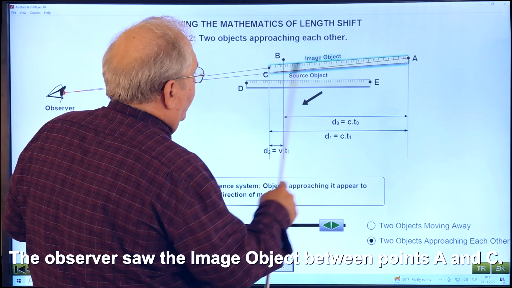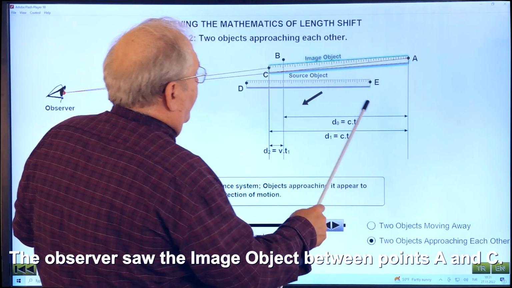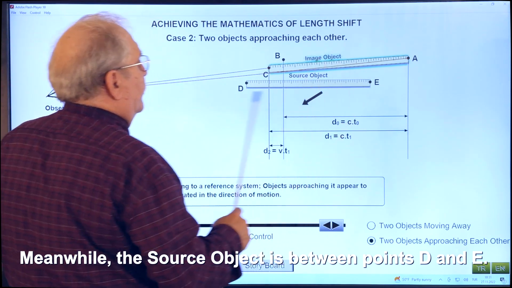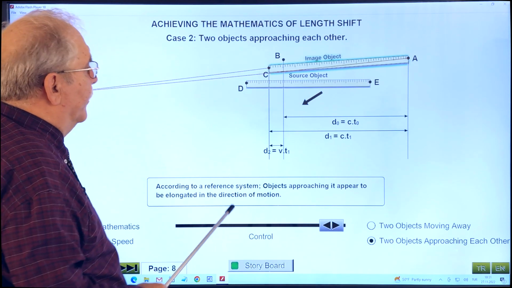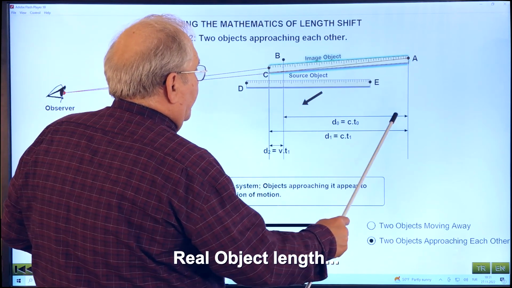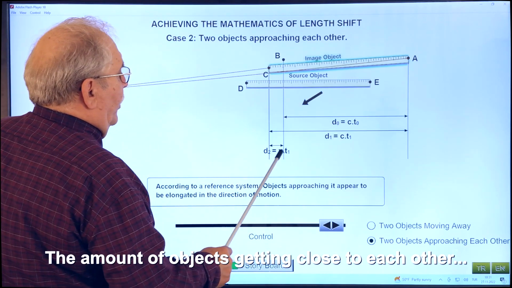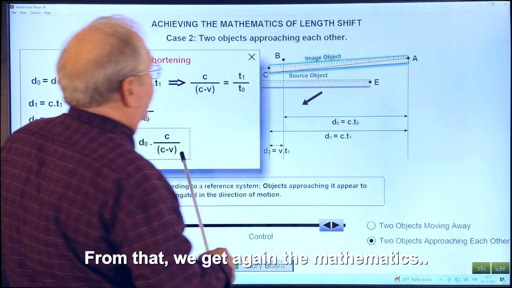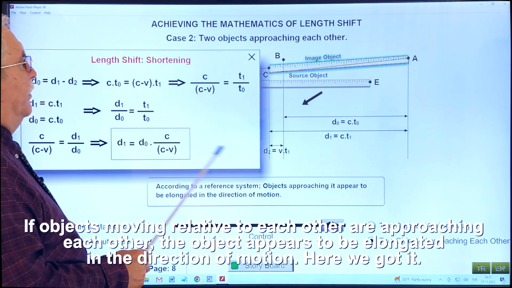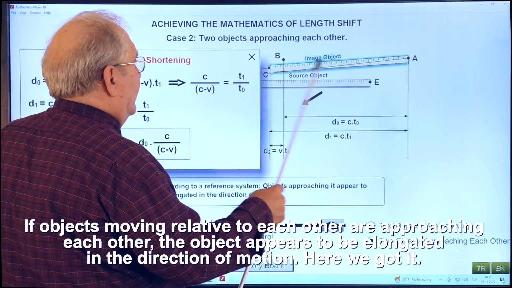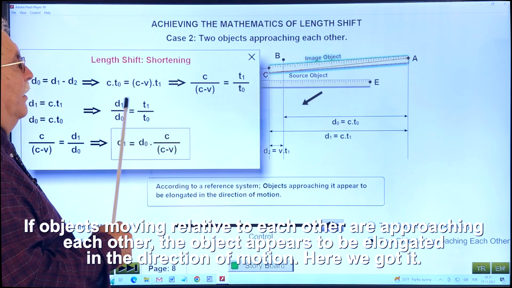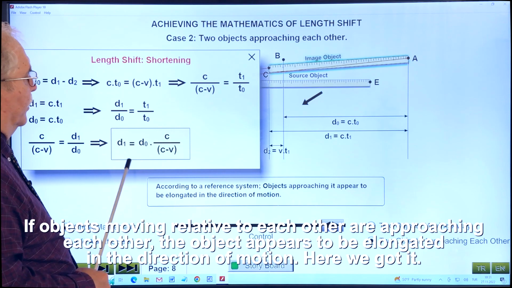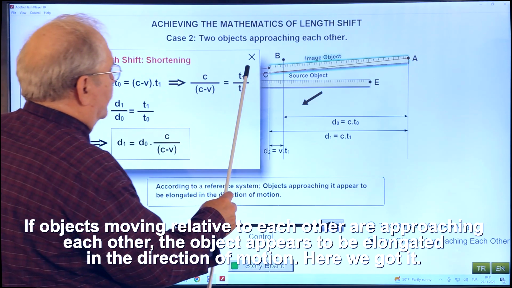The observer saw the image object between points A and C. Meanwhile, the source object is between points D and E. Real object length, the length of the image object, the amount of objects getting close to each other. From that, we get again the mathematics. If objects moving relative to each other are approaching each other, the object appears to be elongated in the direction of motion. Here we got it.